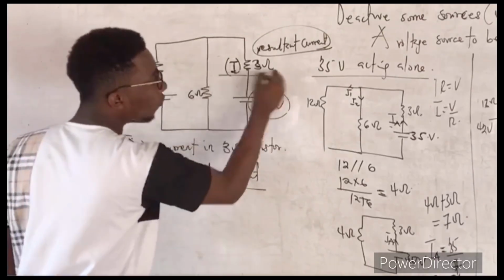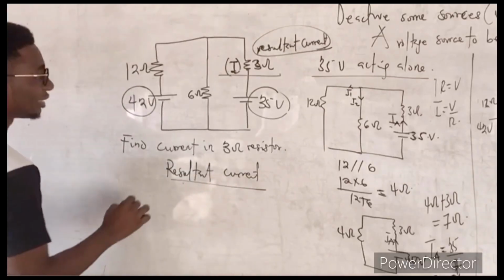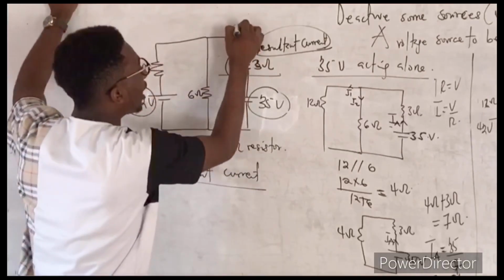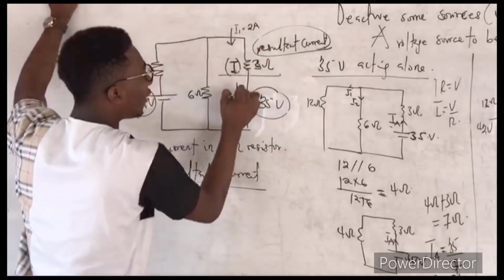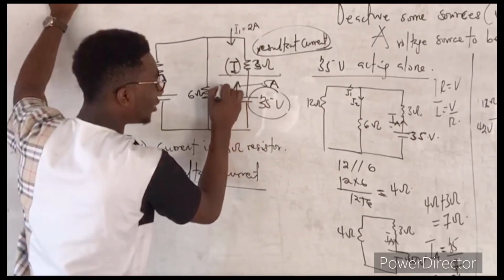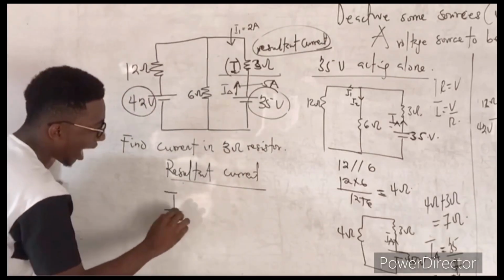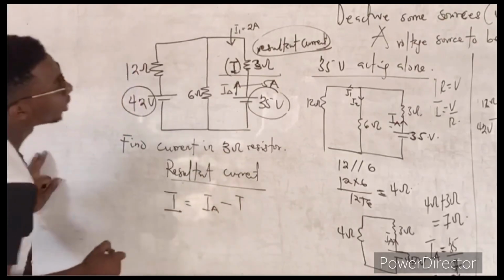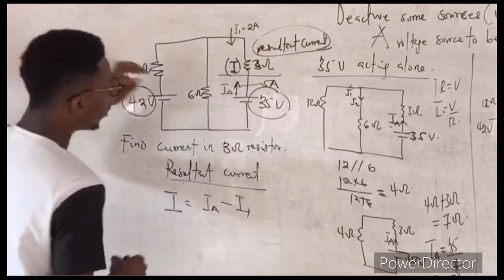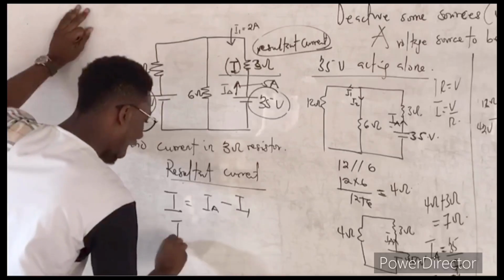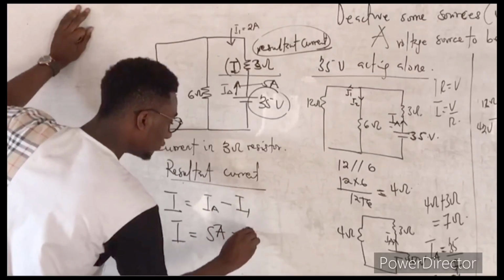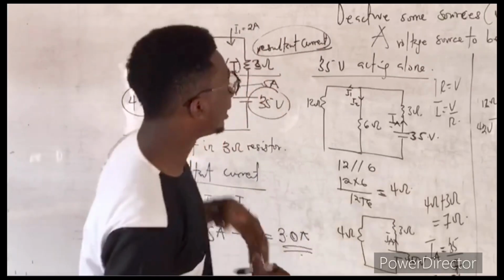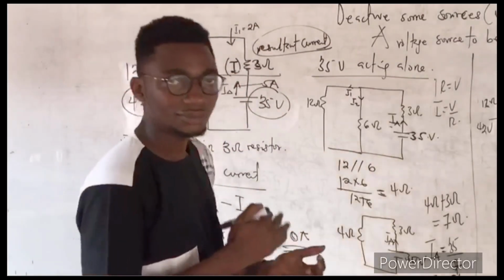Now when you come here and want to find the resultant current that will pass through this 3 ohm resistor, it is simple. We have a current that is coming downwards, which is I1, 2 ampere, and you have a current that is going upwards like this, which is IE, 5 amperes. Therefore, the resultant current I that will pass through this 3 ohm resistor is IE minus I1, because we are moving in opposite directions. So I now becomes 5 ampere minus 2 ampere, which is 3 ampere. So this is how the superposition theorem is done.